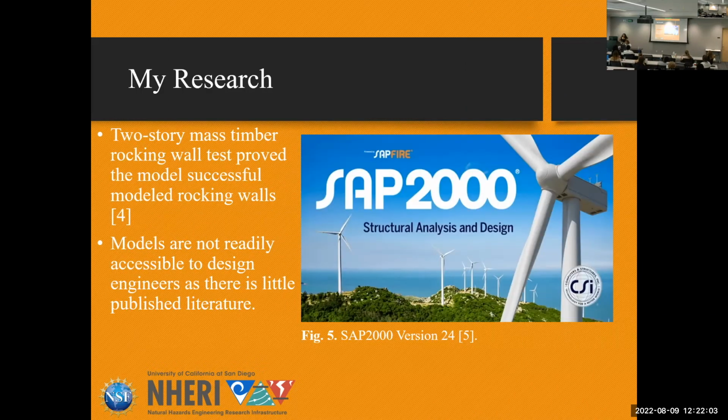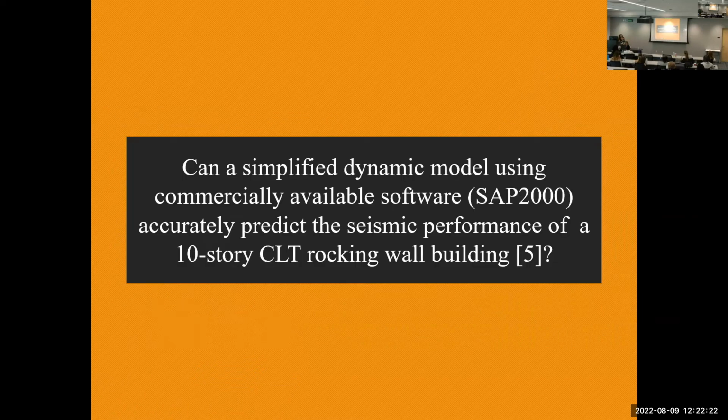So my research is on the 10-story building and modeling it in SAP 2000, which is finite element modeling (FEM) software. That's because these designs aren't readily available to design engineers, and we need that if we're going to go forward with these projects and keep using rocking wall systems. So my question is: can a simplified dynamic model using commercially available software, SAP 2000, accurately predict the size and performance of a 10-story CLT rocking wall building?